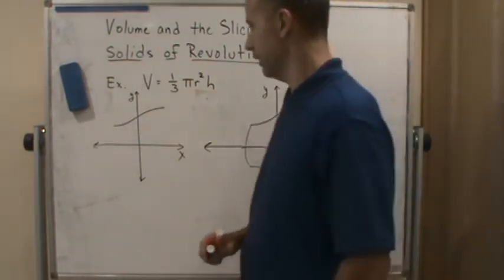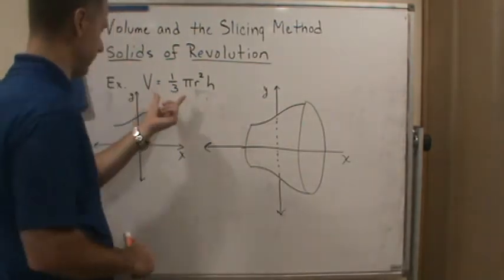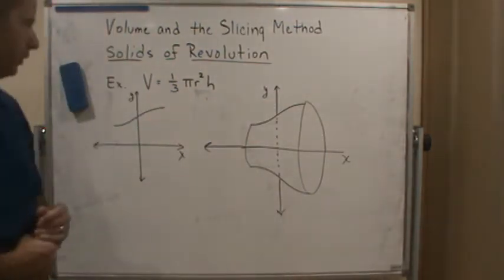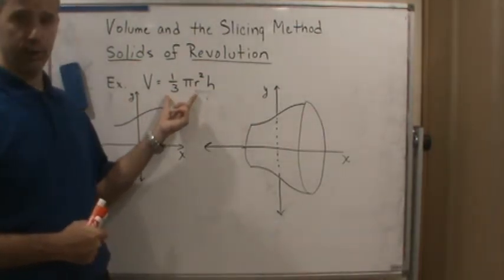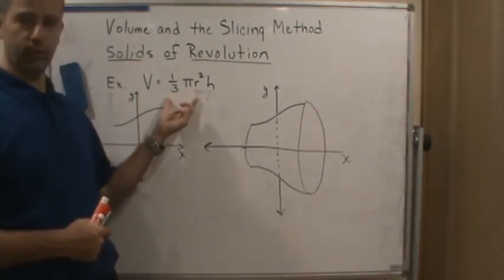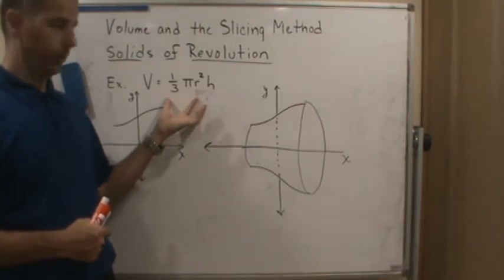But before I do that, I wanted to give you this example here because I didn't give you one to work on your own. In this example, this is the volume of a cone. This is the formula that we know from geometry, the volume of a cone.